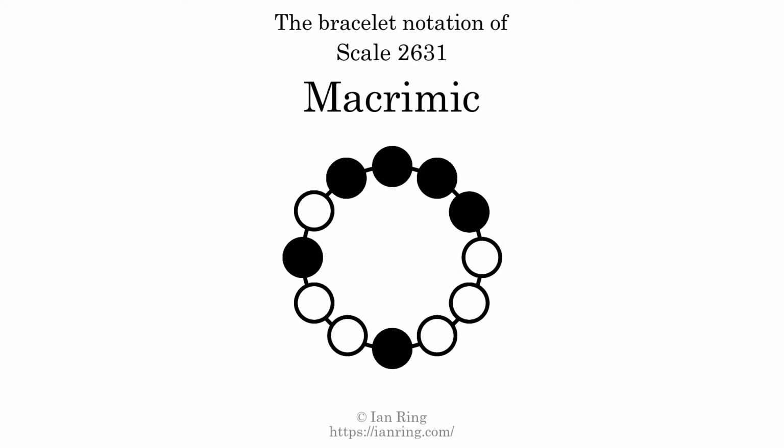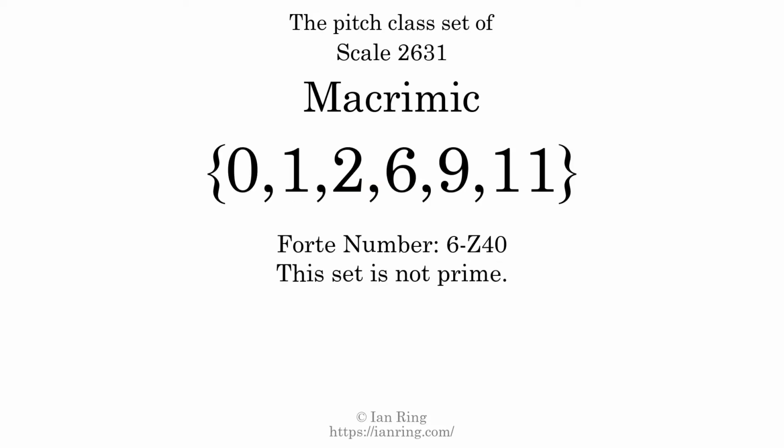This is a bracelet notation diagram of scale 2631. The shaded circles represent tones that appear in the scale, and they are read clockwise, starting at the top. The pitch class set for this scale is 0, 1, 2, 6, 9, 11. The forte class is 6Z40. This set is not prime.